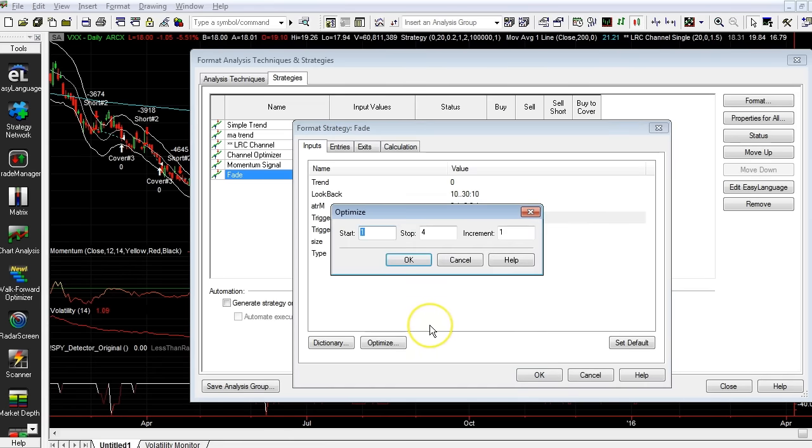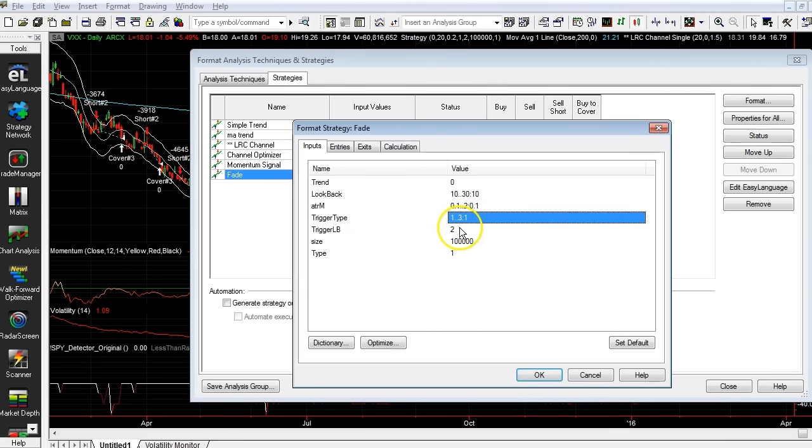And then trigger type, I have linear regression, average, and exponential average. So there's just 3 of those. I'm going to say which of those 3 works best. And the trigger look back, I want that to be very quick. So a 2-bar look back to a 10-bar look back, that'll be very quick.